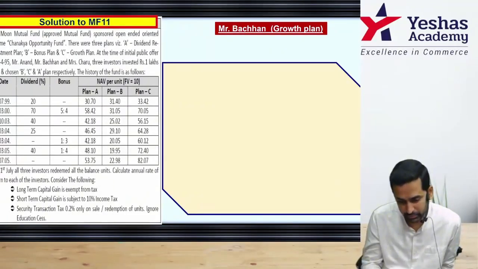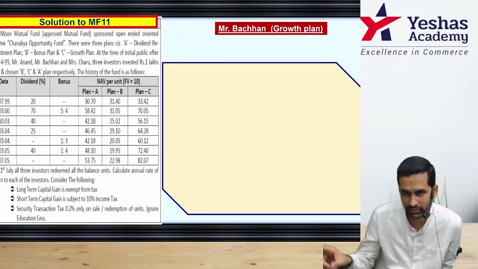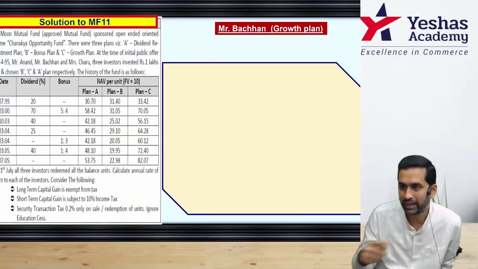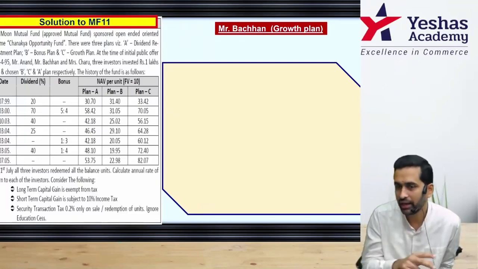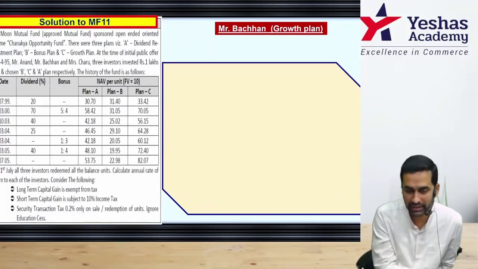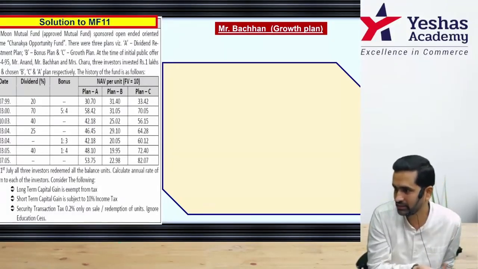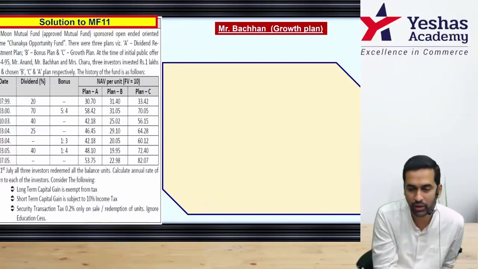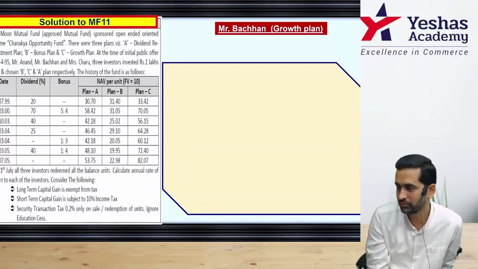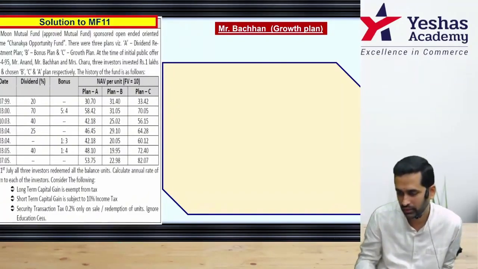But at what NAV he'll be selling? 82.07. That means 10,000 into 82.07 is sale consideration minus the cost of acquisition, and then wherever tax applicable. Here STT will be applicable, but since he is holding it for more than a year, there is no STCG applicability anyway, and they said long-term capital is anyway exempt from tax. So this becomes very easy. There is no intermediary calculation. He bought, he sold.